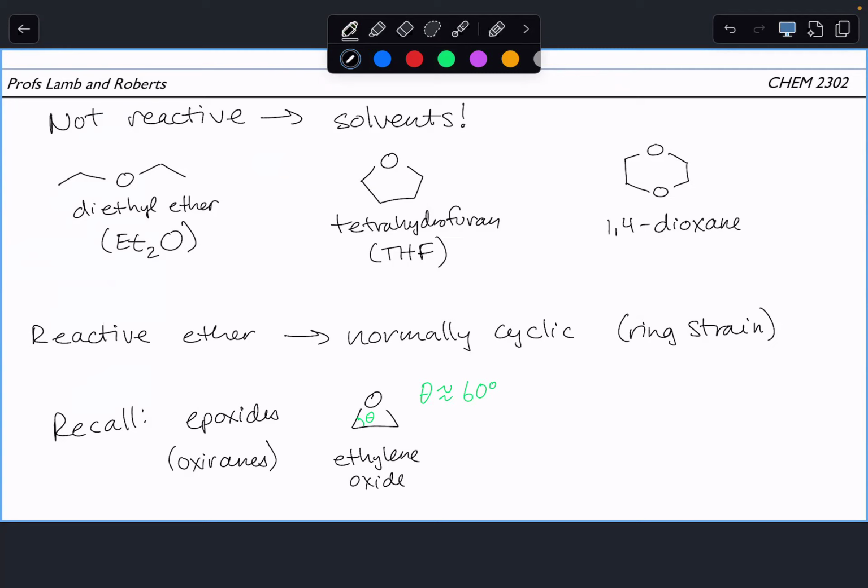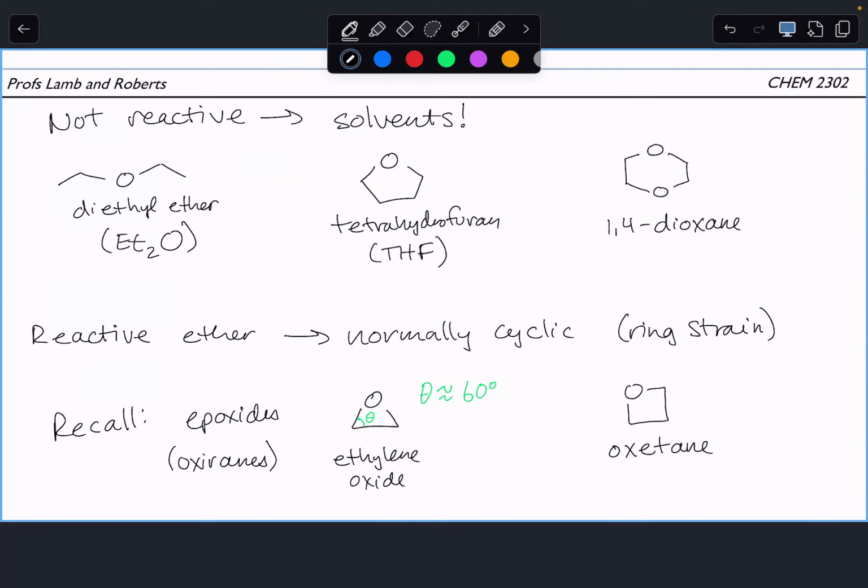So epoxides are by far the most common reactive ether, but it doesn't just have to be epoxides. If you have a 4-membered ring that is an ether, that is also highly strained, so this is called oxetane. And again, because it's in a 4-membered ring, you have ring strain. Those bond angles are closer to 90 degrees. And that gives it some reactivity, more so than the acyclic versions. Okay? So that's kind of ethers versus alcohols.